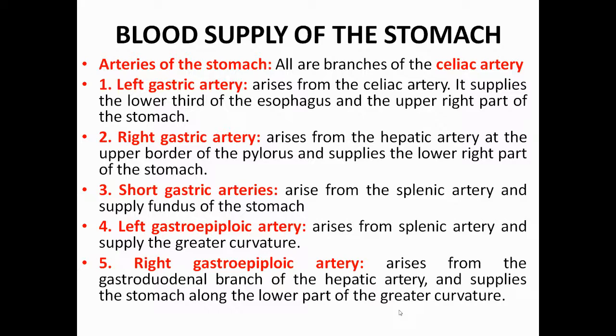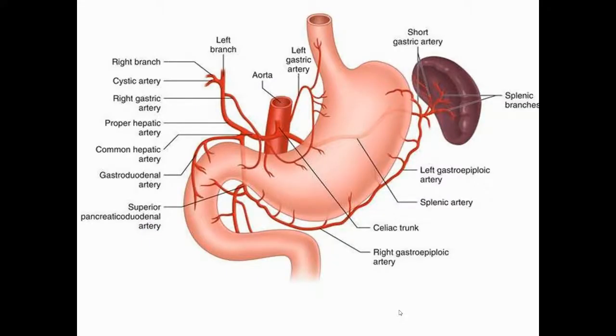And we will see the short gastric arteries. They also arise from the splenic artery and supply the fundus of the stomach. Left gastroepiploic artery arises from the splenic artery and supplies the greater curvature. Right gastroepiploic artery arises from the gastroduodenal branch of the hepatic artery and supplies the stomach along the lower part of the greater curvature. So we can see in this picture all the arterial supply of the stomach.